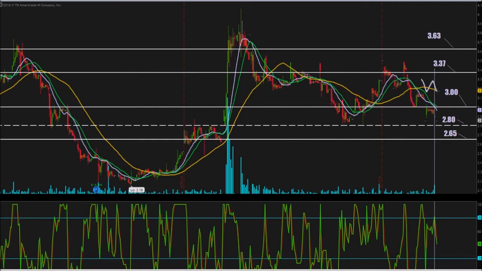Averages are reflecting that. We have the 50, the 20, and the 13 in bearish order. But since we're not including this area, look how close the green and purple are.